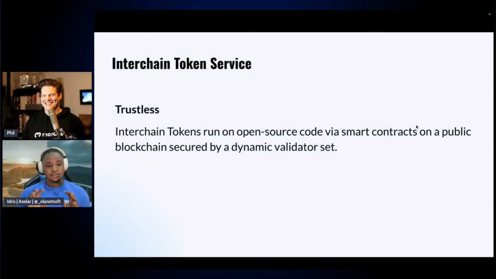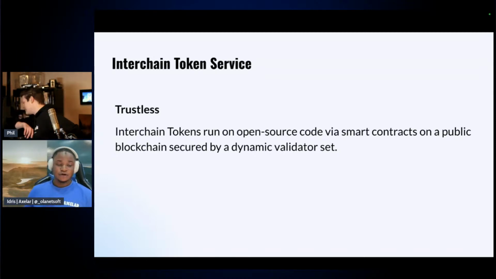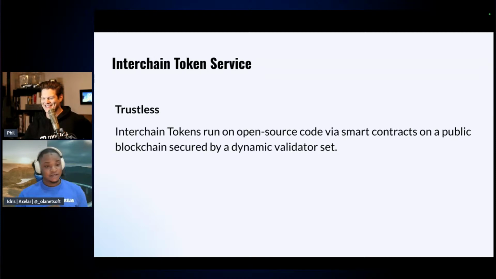The interchain tokens themselves run on open source code via the smart contract on a public secure blockchain by dynamic validator sets. This means the entire service, the interchain token service itself, is powered by Axelar network, which is secured by a dynamic set of validators. So number one is trustless.